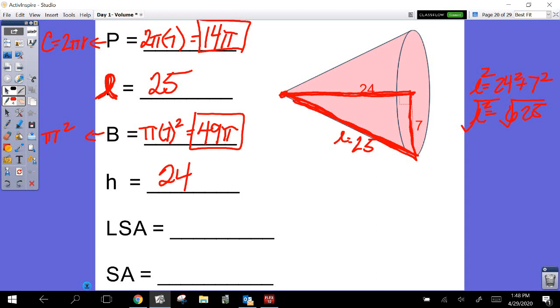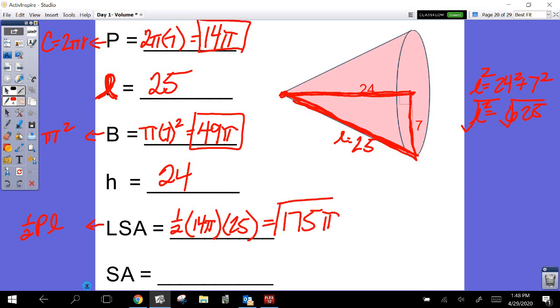So now I got to find lateral surface area. It's the same formula as pyramids. So it's going to be 1/2 PL. So 1/2, my perimeter was 14 pi. My L is 25. So what is 1/2 times 14 times 25? That gives me 175 pi. And if you want to get used to doing your units, you could always just write U squared. That just means units squared, even if there's no units. That way you can train your brain to keep remembering.